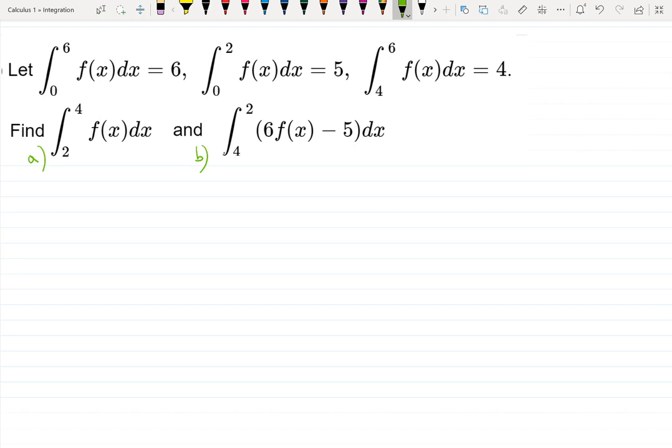Of 6 of that function minus 5. A. For the A, I always see it this way. When you do this, try to find the biggest interval you have, and then create small intervals from that interval. The biggest interval we have is from 0 to 6. Again, the idea is that we're working on the biggest interval from 0 to 6. Then we have smaller intervals.